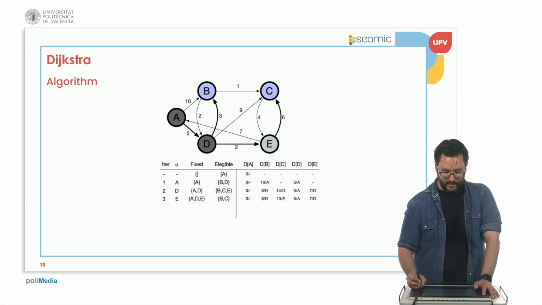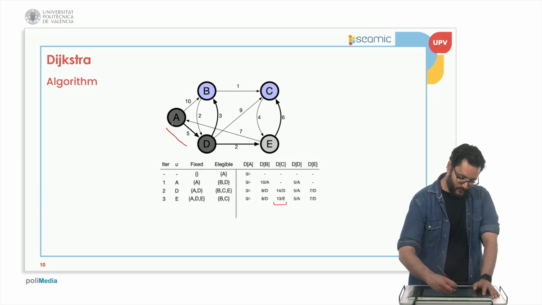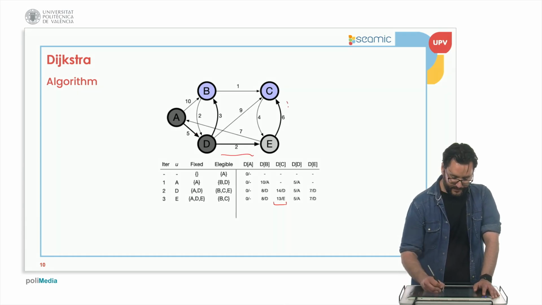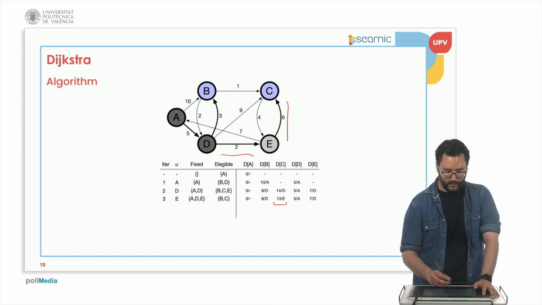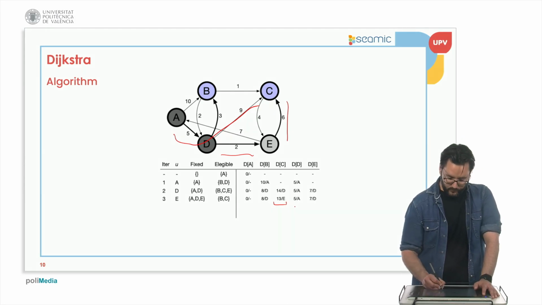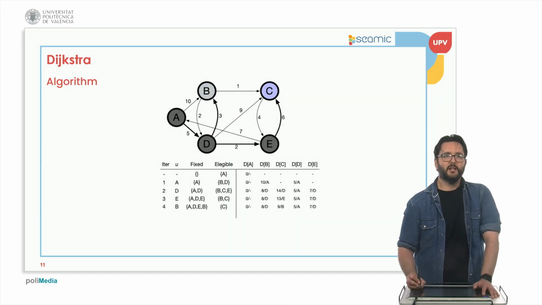We fix E, and after fixing E, we can update the distance to C. Now we can go from A to D, and then to E, and finally to C, with a cost of 15 instead of 14 going through D and C directly. We have D fixed, we have E fixed and A, so between B and C we pick B and we mark B as fixed.